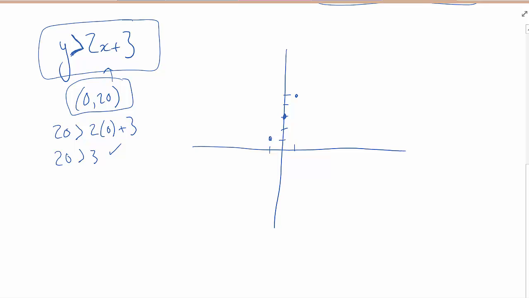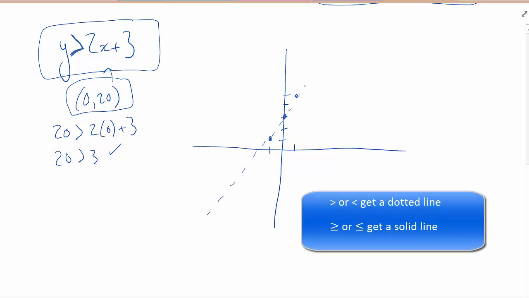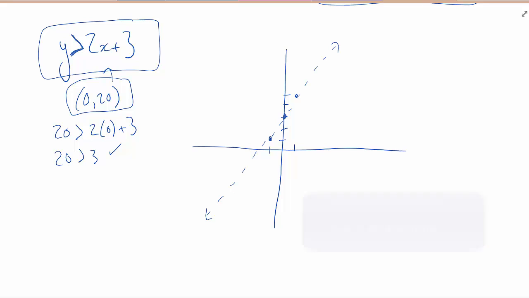We drew the line before for y is equal to 2x plus 3. So just like we had shaded circles and open circles for one variable inequalities, we need a way to indicate the difference between greater than and greater than or equal to. And the way we do that is by using a dotted line when we're simply talking about greater than or less than, and a solid line when we're talking about greater than or equal to. Equal to gives a solid line. So here we are like this.